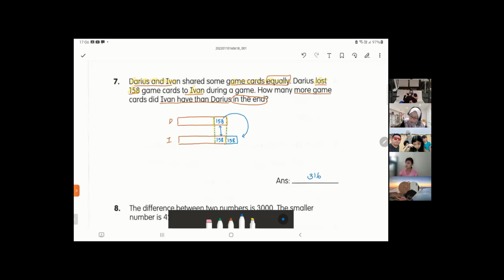Okay, so right now, in the end, Darius no longer has 158. Darius only has this green shaded part. Ivan, on the other hand, has the same green shaded part. These two parts are the same, but Ivan has extra. This extra is what you want to find. All right, and the extra means 158 plus 158 equals 316. And that is the answer. Very good. Correct.